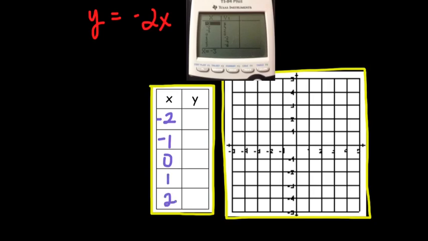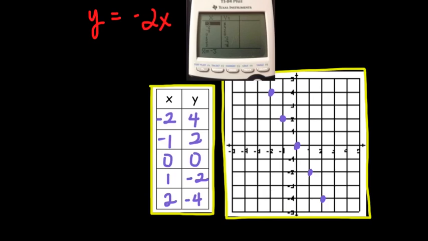So here we have when the x value is -2, the y value is 4. When the x value is -1, the y value is 2. When the x value is 0, the y value is 0. When x is 1, the y value is -2. And when x is 2, the y value is -4. Okay, and we can go ahead and graph those on our page as well. And we can put all of them on here actually. So we have -2, 4, -1, 2, 0, 0, 1, -2, and 2, -4.